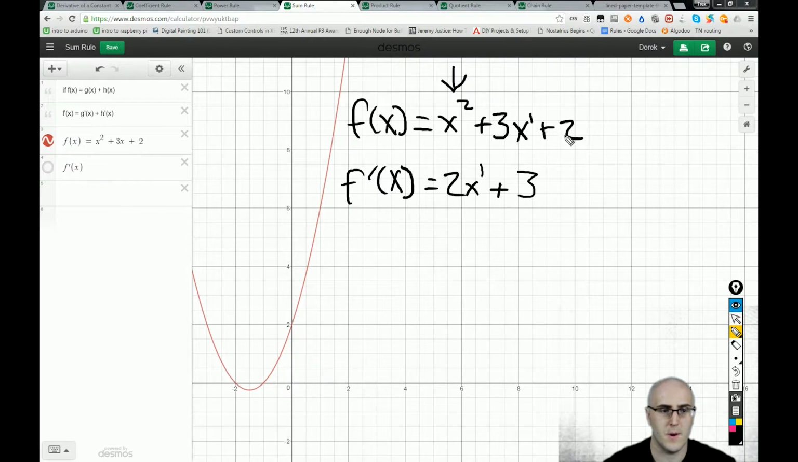Alright, and the third term is 2. So what's the derivative of 2? As we learned in our first example, the derivative of any constant is 0. So we end up with 2x plus 3.